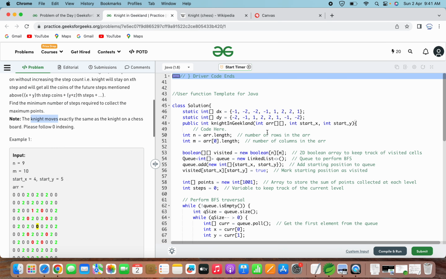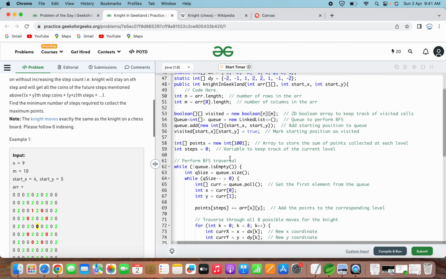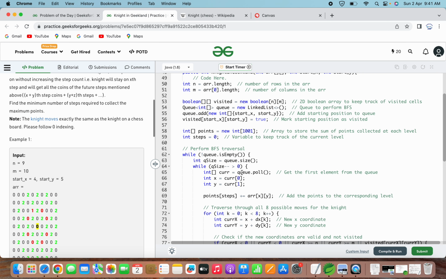Similarly for the positive side, it will be towards the right side one down, towards the right side one up, and so on. So all the possible 8 combinations have been taken here, represented by DX and DY. After initializing the starting position and the other required variables, the code will start the BFS traversal by looping through the queue until it becomes empty.